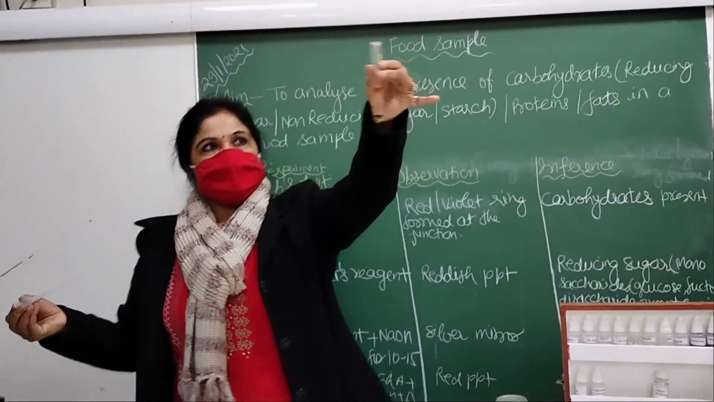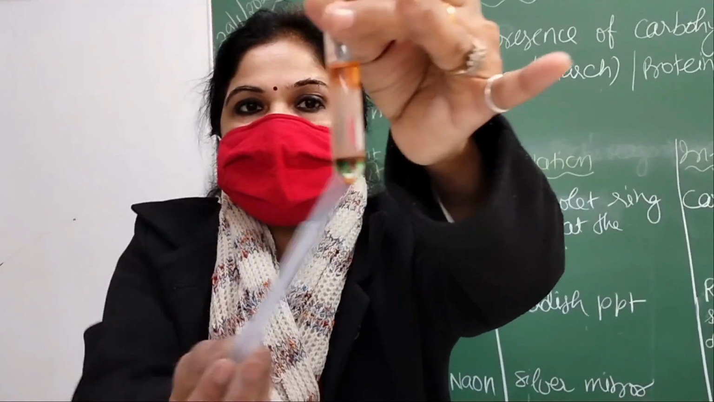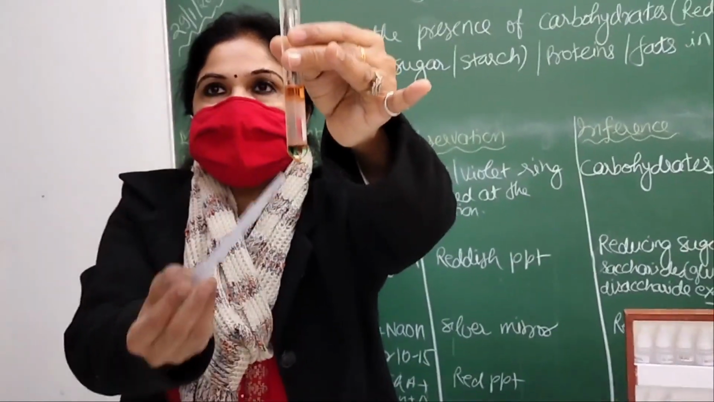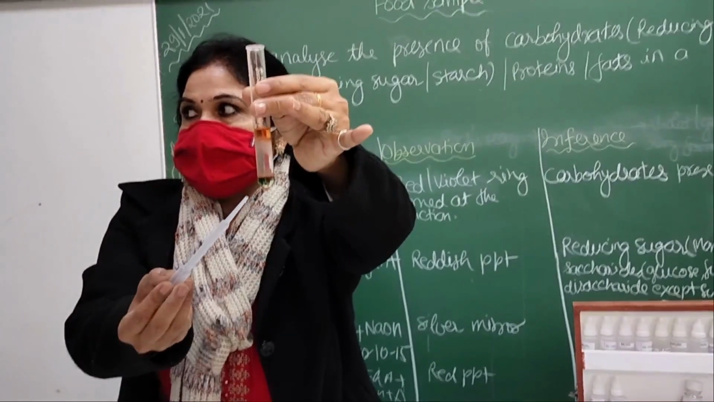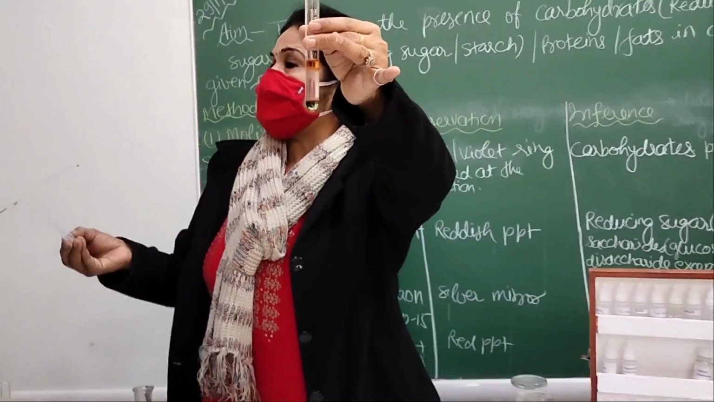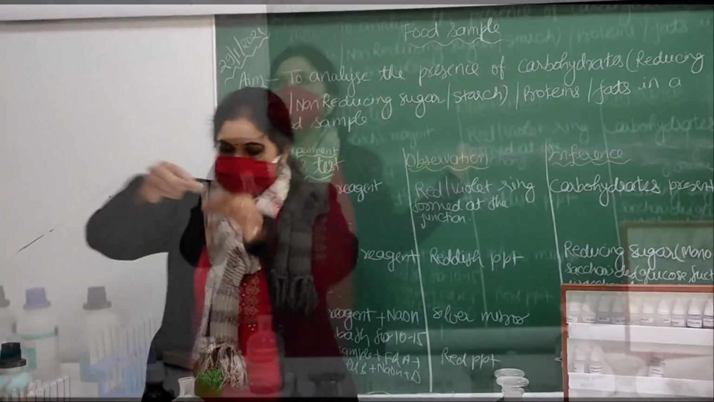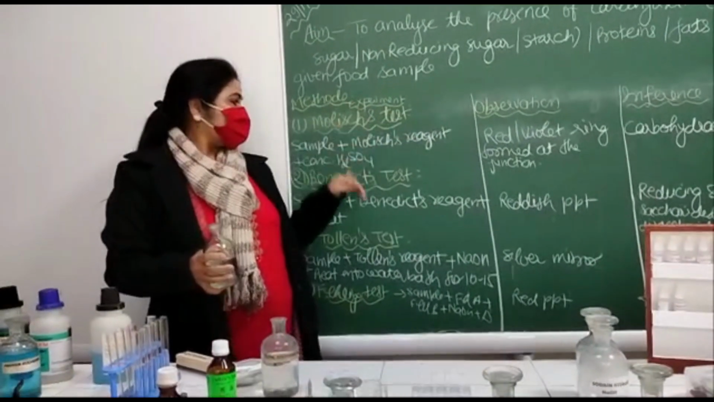Yes, ma'am. So all of you can see this is the ring. In between, this is the ring. There is a formation of a ring at the junction of two layers. Okay, so this is the Molisch test. So this is the confirmation of which group? Functional group. Food sample, carbohydrate. Molisch test. What is the next test?